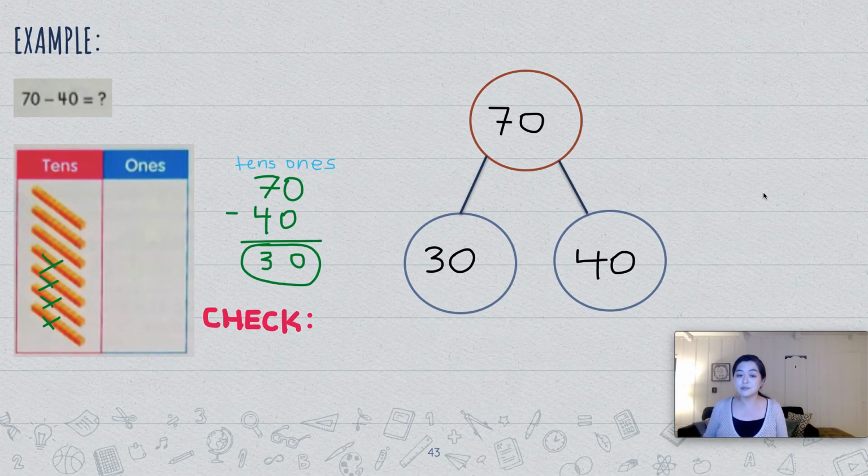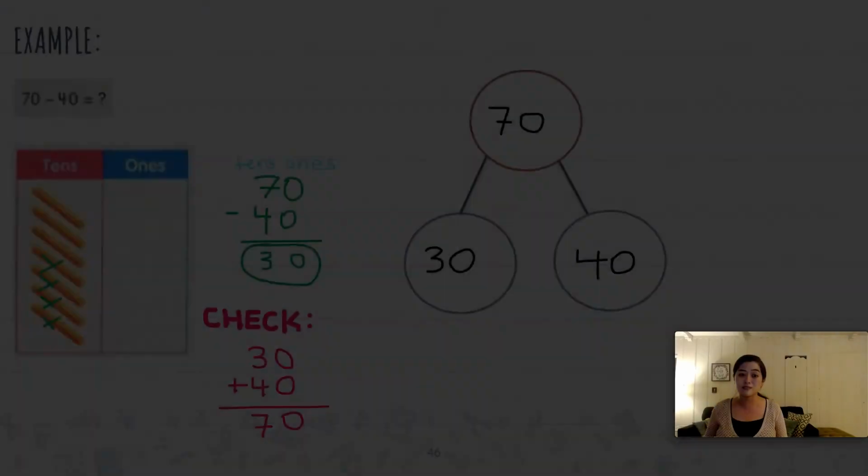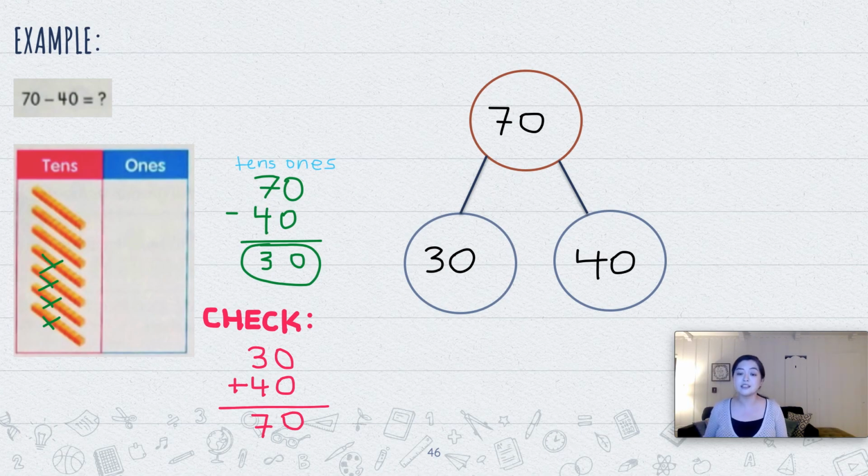Let's check. Does 30 plus 40 equal 70? If it does, then our answer to our subtraction sentence is true. Let's check. Let's add the ones. 0 and 0 make 0. Let's add the tens. 3 tens and 4 tens make 7 tens. So 30 plus 40 equals 70. It checks out great.